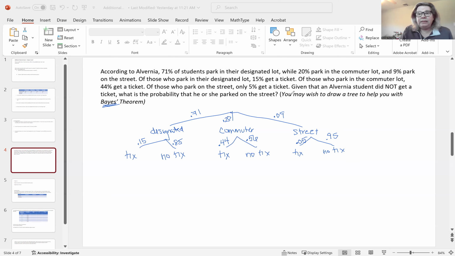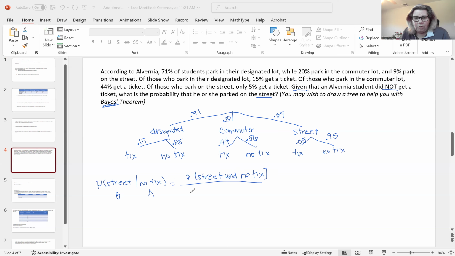Then you've got to figure out the given and the request here. Given that they did not get a ticket, I want the probability that they parked on the street. So the probability of the street given no ticket. You can flip back to the beginning of this video to see that B given A is the probability that both happened, so they parked on the street and did not get a ticket, over the probability of A.